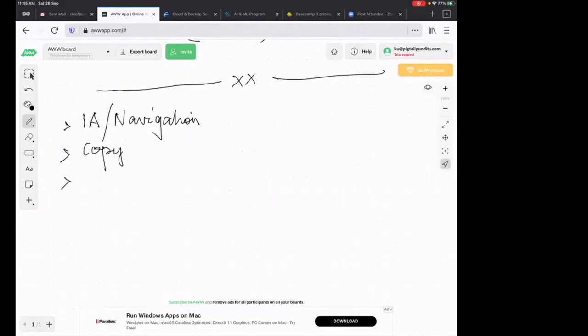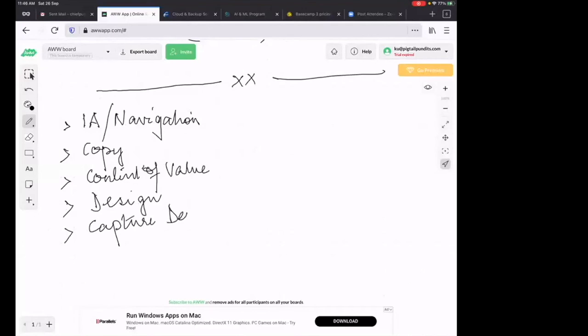The third thing I would look at is content of value. I will explain all this. The fourth thing I would look at is design. The fifth thing is capture devices. Because modern websites are run by all these things.